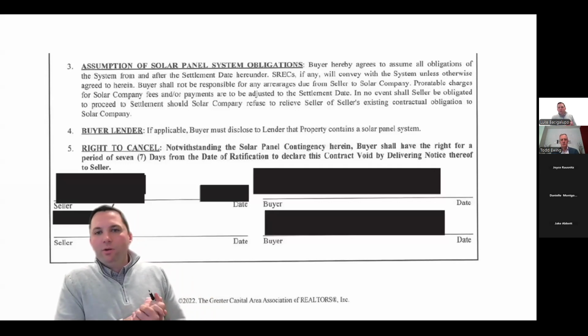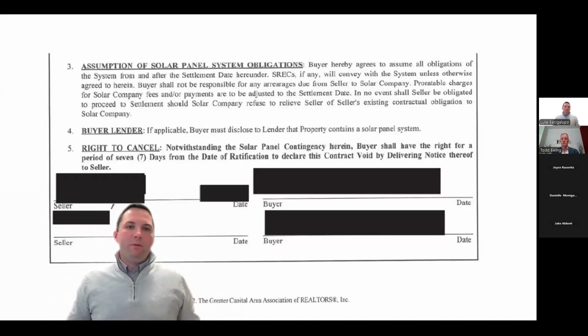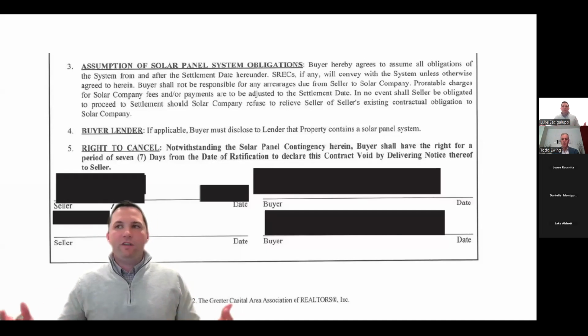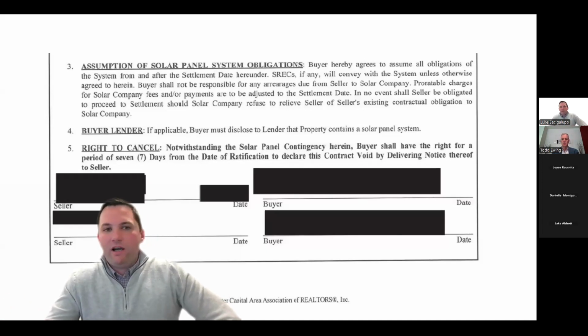So, the right to cancel. Notwithstanding the solar panel contingency herein, buyer shall have the right for a period of 7 days from the date of ratification to declare this contract void by delivering notice thereof to the seller. So if you have a contract where the solar panel addendum is included, we're talking about a very vague and a very broad right to go ahead and terminate the contract here. I know the same claim can be made maybe under condo docs, where a buyer can just say, well, the condo docs aren't sufficient, so I'm voiding the contract. But even here, the solar panel disclosure is even more broad than that. So it's always something to look at when you do have a property that does have solar panels, especially on the listing side, that it is always an option for the buyer to just go ahead and claim they're not satisfied and to void.